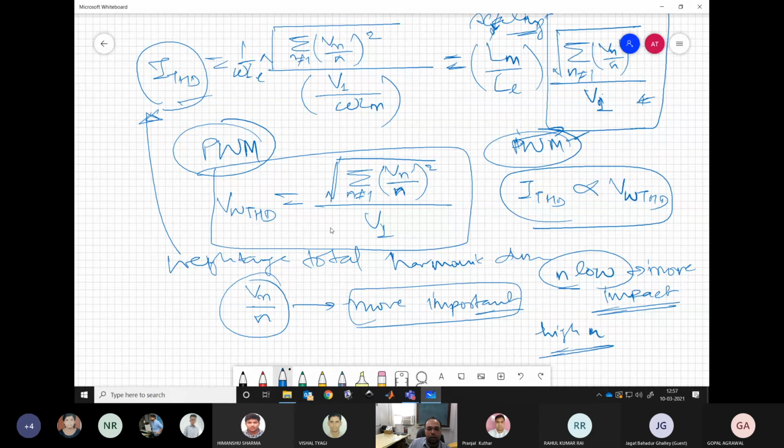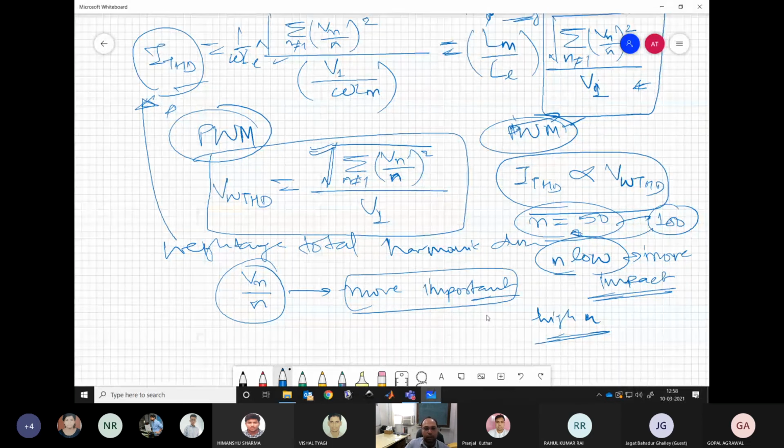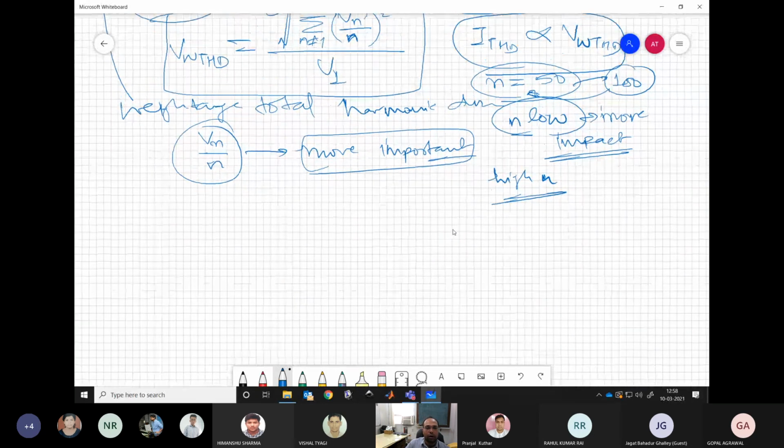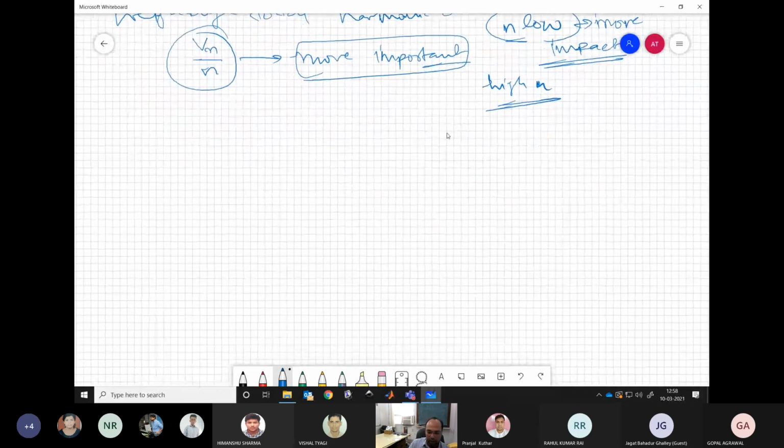So obviously we can see over here, if you are trying to have some minimization, let's say up to n equal to 50, and you try to increase from 50 to 100, you may not see a very big change in the value of ITHD or in the angles, whichever you solve. So this is the performance metric which we may use for computing alpha 1, alpha 2, or all the switching angles. So V weighted THD is a very important term to remember while designing the PWM.